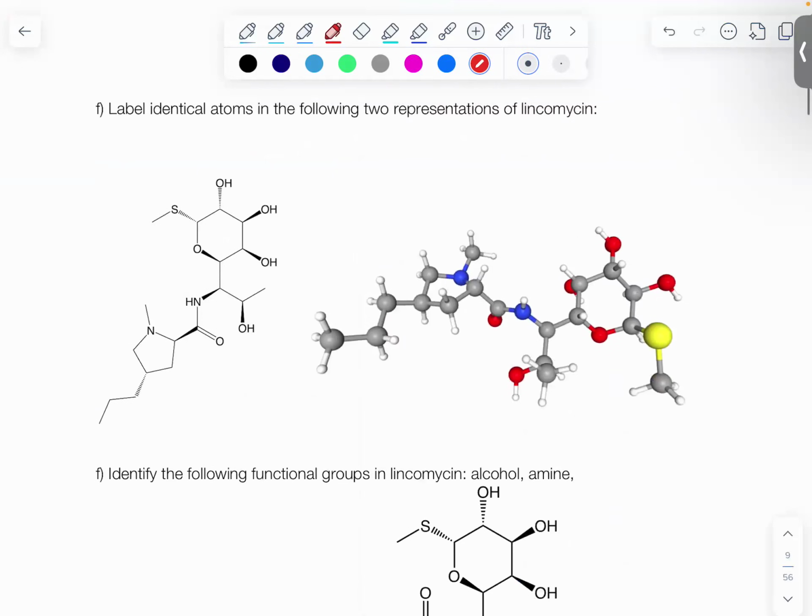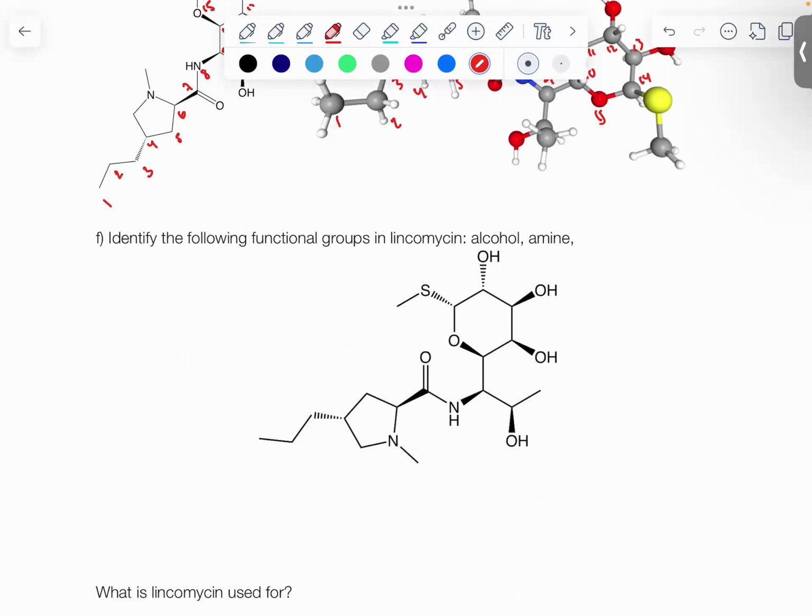Moving on to a question that should be pretty familiar by now, labeling the identical atoms. I'll just pick one side. And then I'll follow that same convention on the 3D version as well.